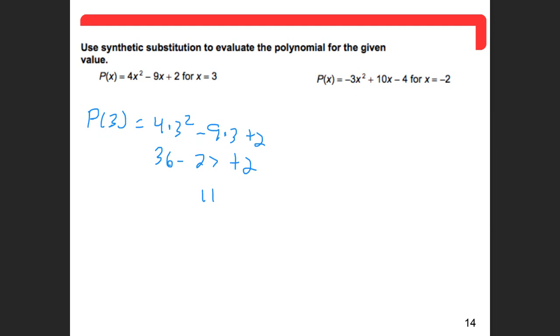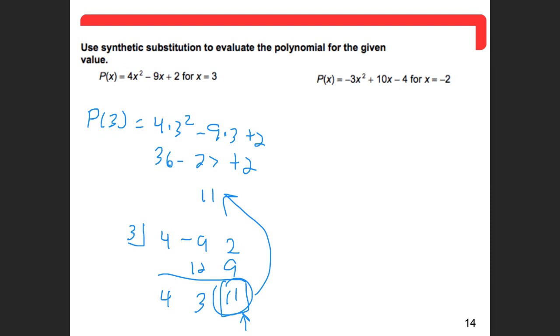Now, what they're saying is we could do this with synthetic division. When x equals 3, so I put 3 here. So that would be a 4, a negative 9, and a 2. Bring down the 4. 3 times 4 is 12. Negative 9 plus 12 is 3. 3 times 3 is 9. 2 plus 9 is 11. My remainder is always going to be the solution. Oh, look at that. I got 11, 11. So you can evaluate a polynomial using synthetic division.